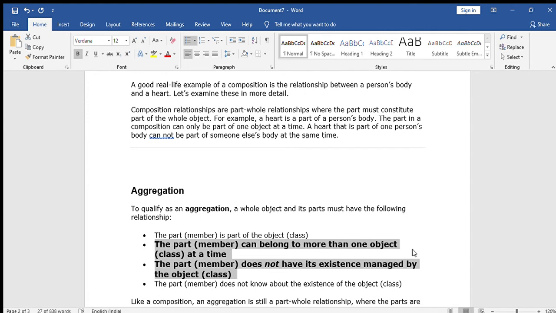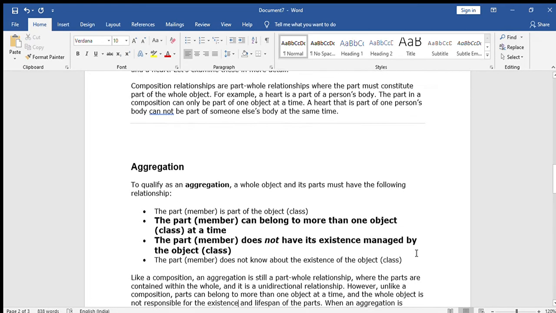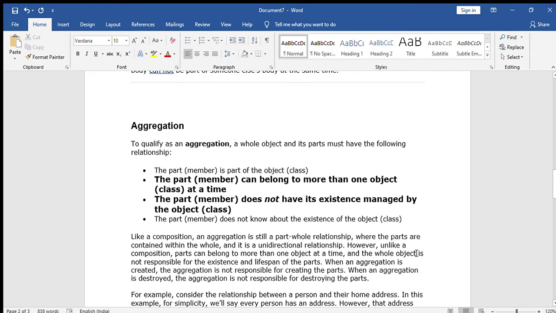In composition, the member can belong to only one object, so the member's existence will be managed by the class. But here, the member can belong to more than one object or one class. It means the class is not going to manage the single member, because the member belongs to more than one class. Okay, so that is the difference between composition and aggregation.